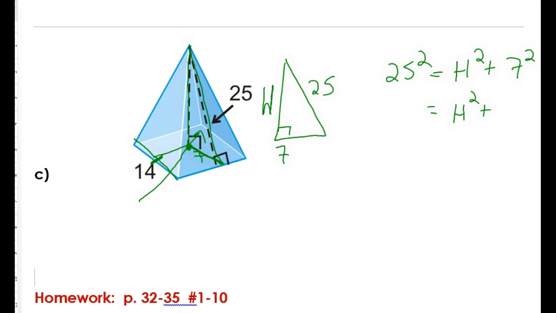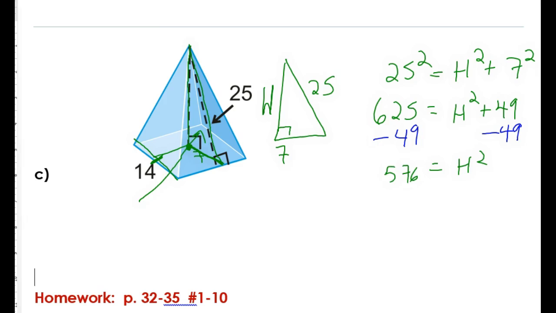So H squared plus 7 squared, and I know 7 squared happens to be 49, and 25 squared gives me 625. Now I need to get my H squared by itself, so I'm going to subtract 49. Whatever I do to one side, I do to the other. And that will give me my H squared as being 576.